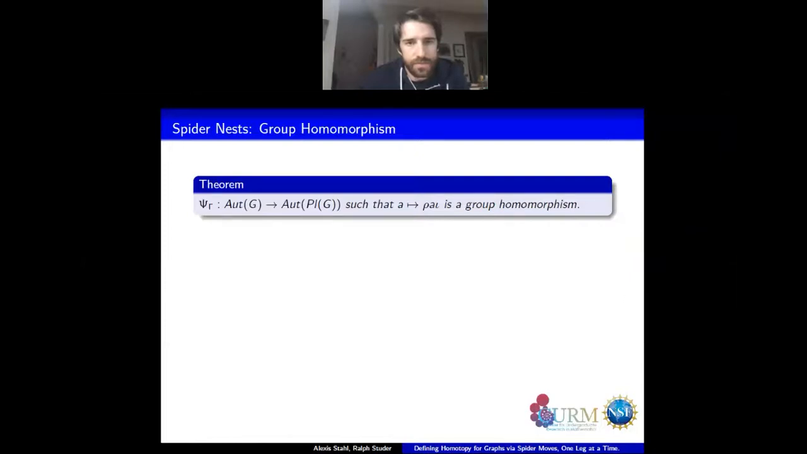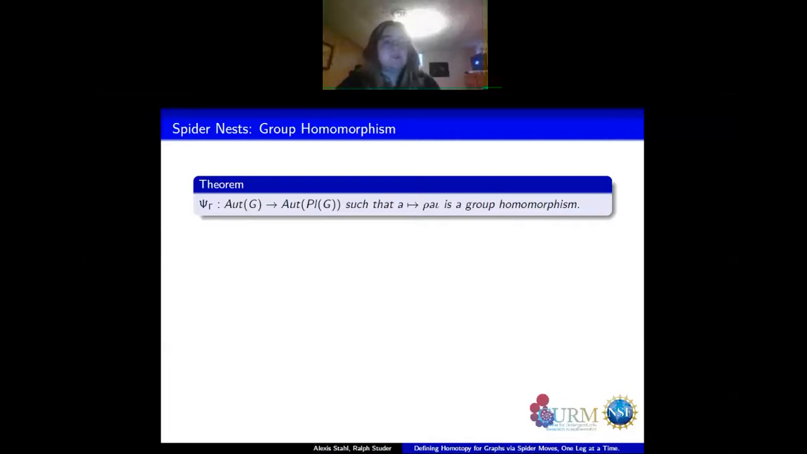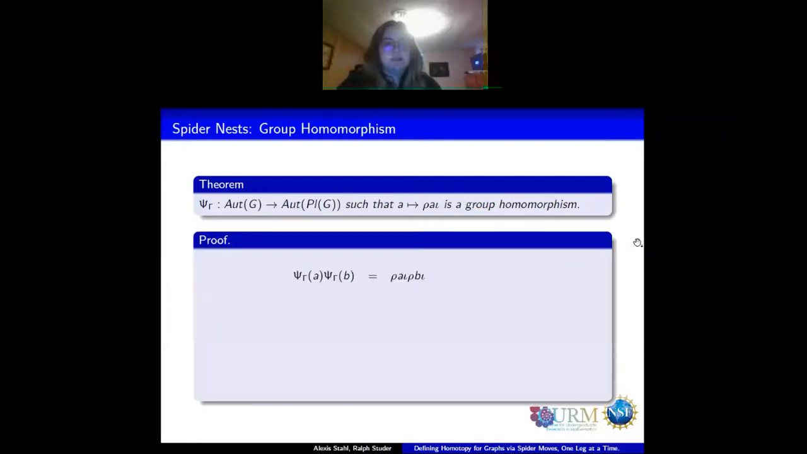So one of our big theorems was that psi gamma, which takes automorphisms of G to automorphisms of pleat G, is a group homomorphism. So we start with psi gamma A and psi gamma B, and we know that's equal to rho A iota, rho B iota, by definition of psi gamma. And from there, we get that it's homotopic to rho A, the identity of G, B iota, since iota rho is homotopic to the identity of G. From there, we get it's equal to rho AB iota, which then is equal to psi gamma AB.